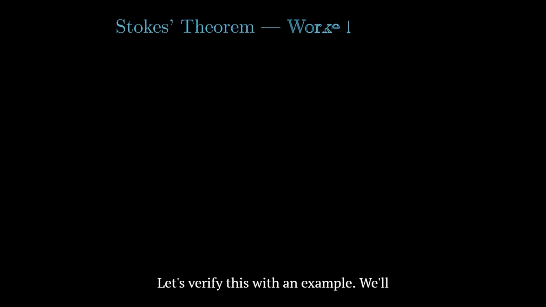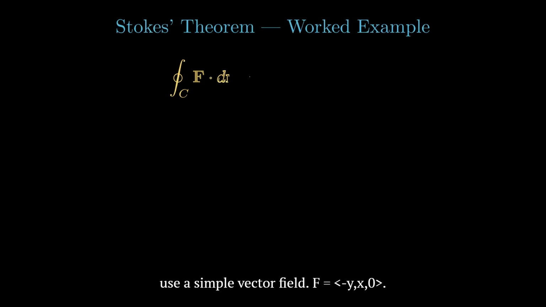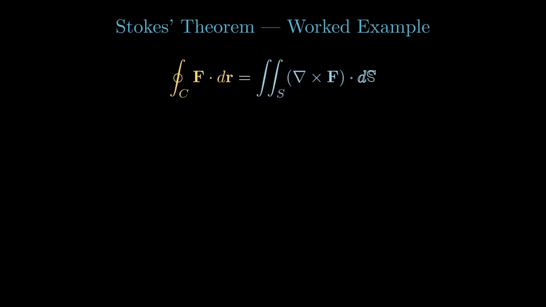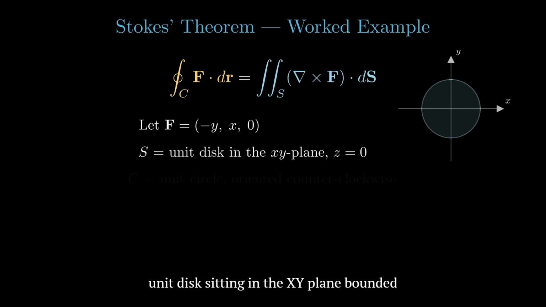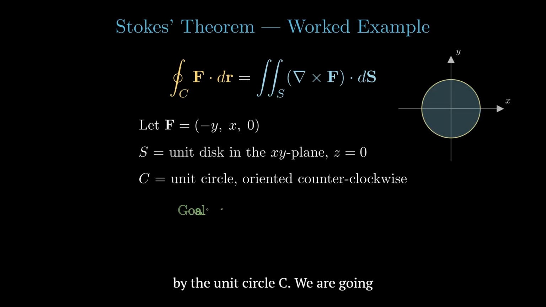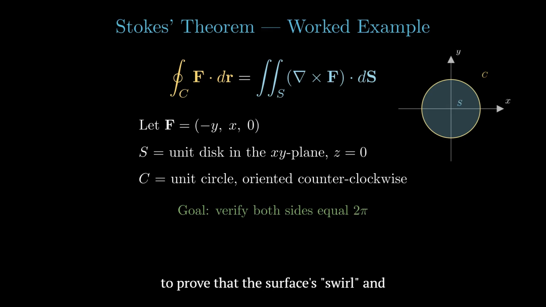Let's verify this with an example. We'll use a simple vector field F equal to (negative y, x, 0). Our surface S will be a flat unit disk sitting in the xy plane bounded by the unit circle C. We are going to prove that the surface's swirl and the boundary we walk give us the exact same value.